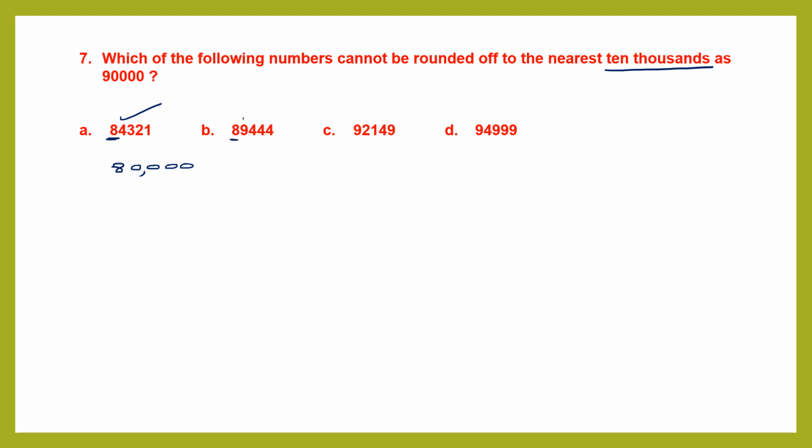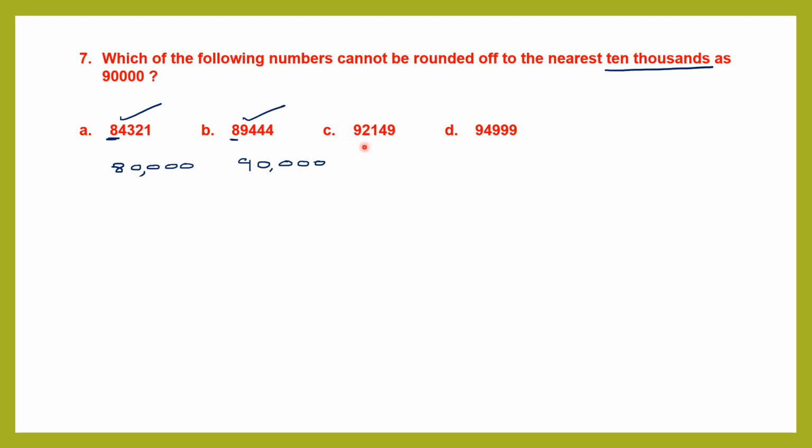The digit next to it is more than 5. That means 8 will increase by 1 and become 9. And the others become zeros. 1, 2, 3, 4 zeros. So this is 90,000. So this number can be rounded off to 90,000.